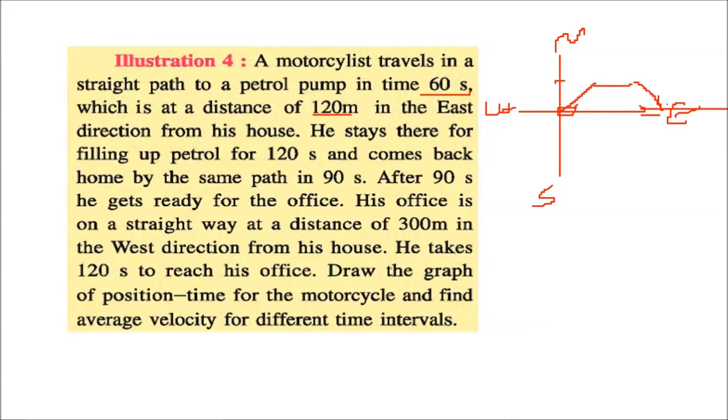His office is on a straight way at a distance of 300 meters in the west direction from his house. So he stays there for some time and then he starts again for his office, west direction. He takes now 120 seconds. So this will be around 120 seconds, from here to here. Draw the graph of position-time for the motorcycle and find the average velocity for different time intervals. So the graph will be something like this.